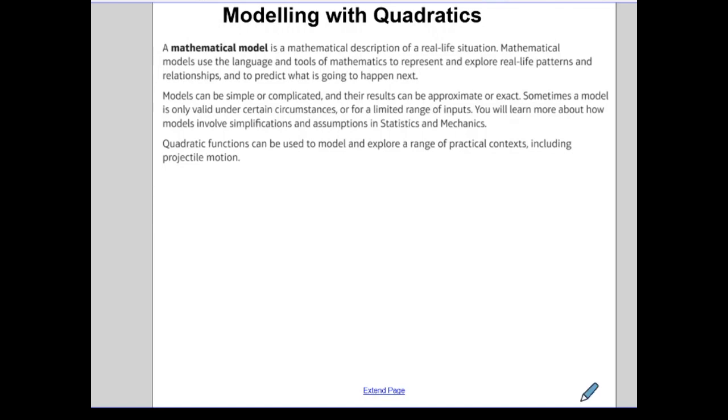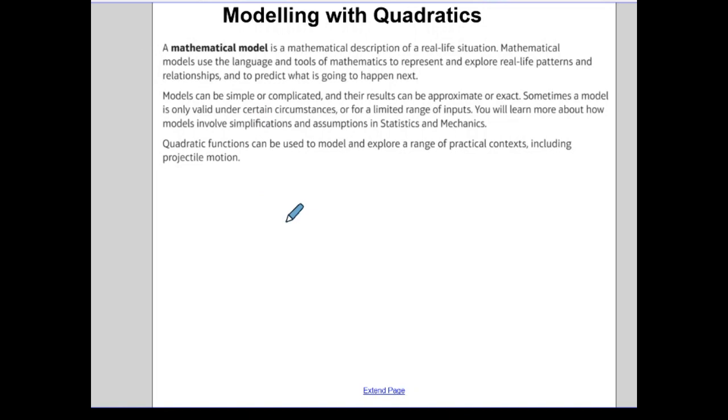Final section from Quadratics is all about modelling. So what I mean by modelling is when we use a mathematical model to represent a real life situation. They can vary from very simple ones to extremely complicated ones, and the solutions can be approximate or exact.